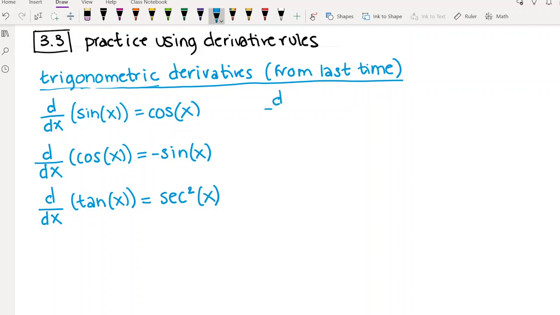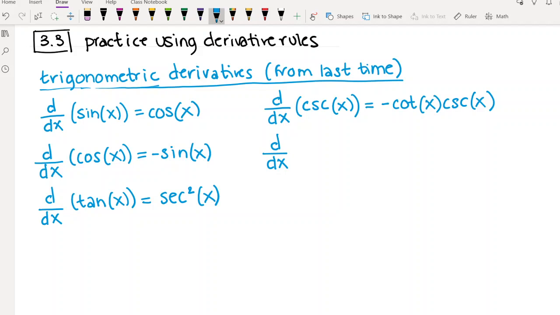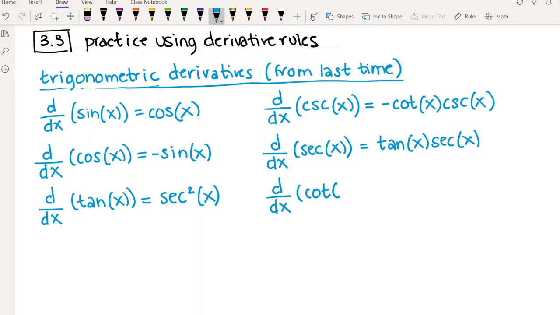For the other three, if you write each of these functions, for example, cosecant as 1 over sine, and apply the quotient rule and do all your simplification, you should come up with the derivative being negative cotangent of x times cosecant of x. Similarly, secant is the reciprocal of cosine. If you write it as 1 over cosine, use the quotient rule and simplify, you should end up with tangent of x times secant of x. For cotangent, you could write it either as cosine over sine or as 1 over tangent. It doesn't really matter. Going through the simplification using the quotient rule, you should get negative cosecant squared of x.